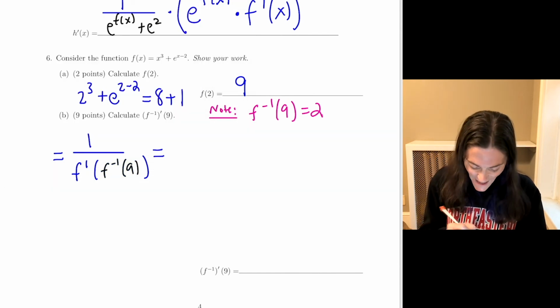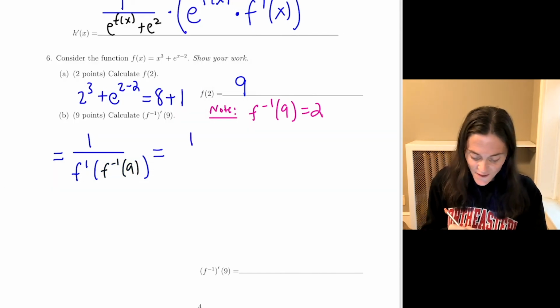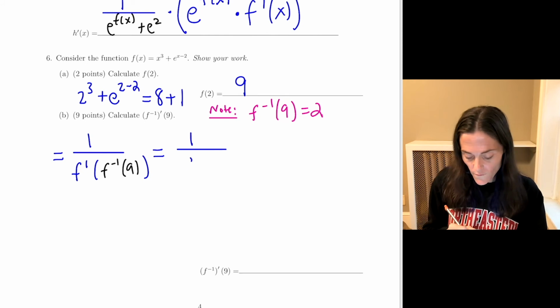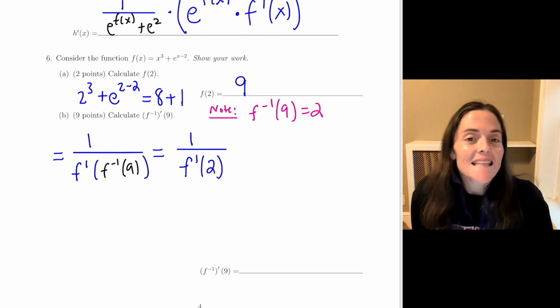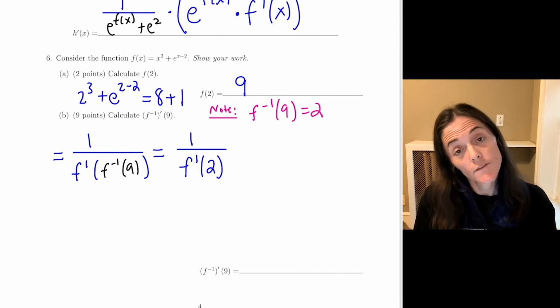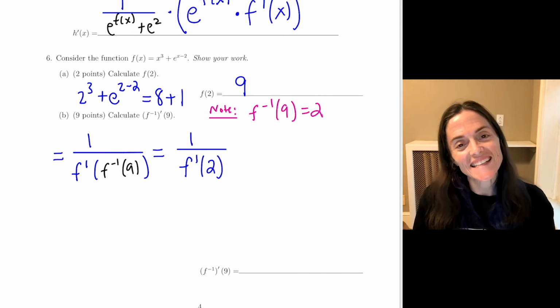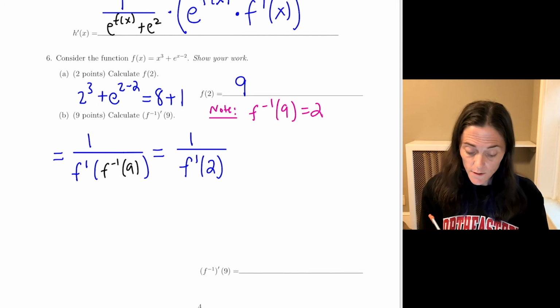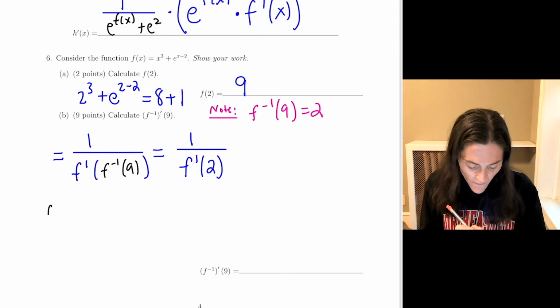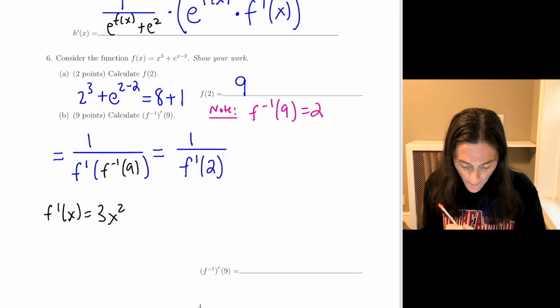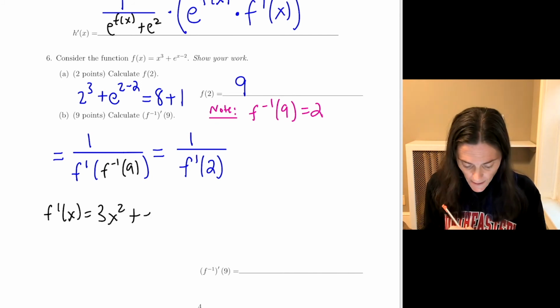From the last step, we've calculated this. F inverse of 9 is 2, so we want 1 over f prime of 2. Very nice. What's left? Well, we need to differentiate the function, evaluate it at 2, and take 1 over that. So here we go. F prime of x. This is 3x squared plus e to the x minus 2.